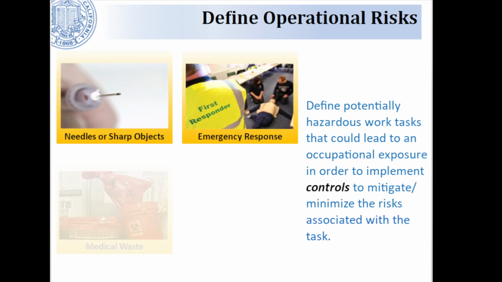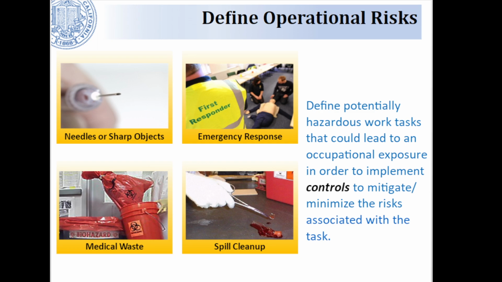There are various tasks that involve reasonably anticipated occupational exposure. In formulating a lab-specific exposure control plan, analyze which of your operations could result in an occupational exposure so that you can take measures to mitigate these risks. In particular, follow precautions whenever handling medical waste, syringes, needles, or sharp objects, blood, bodily fluids, or other potentially infectious materials, emergency response activities, or whenever you engage in a spill cleanup which involves splashes or splattering.